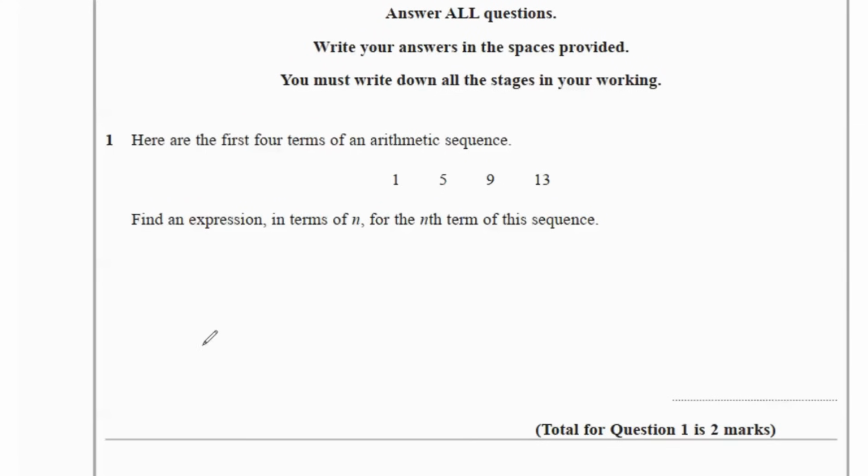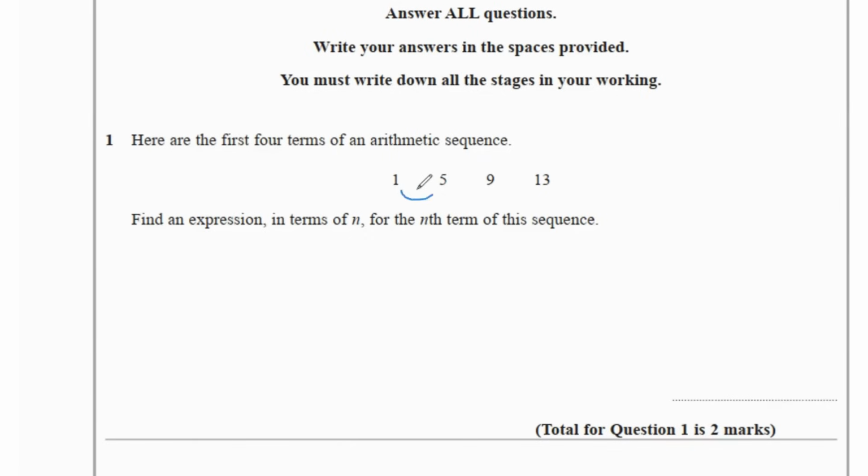And the first question says: the first four terms of an arithmetic sequence are 1, 5, 9, 13. Find an expression in terms of n for the nth term of this sequence. So first we begin with finding the common difference.